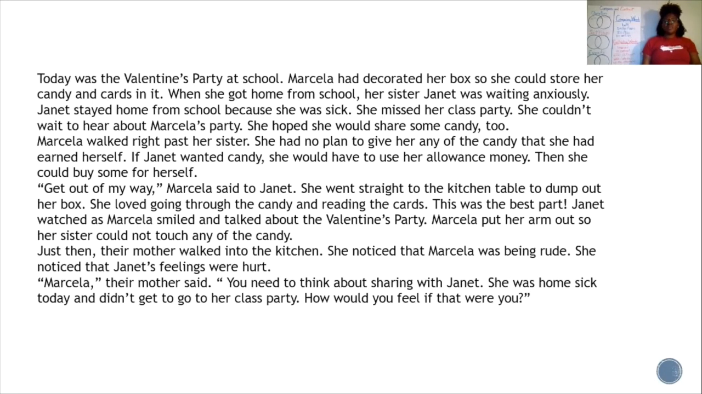Janet watched as Marcella smiled and talked about the Valentine's party. Marcella put her arm out so her sister could not touch any of the candy. Just then, their mother walked into the kitchen. She noticed that Marcella was being rude. She noticed that Janet's feelings were hurt. Marcella, their mother said, you need to think about sharing with Janet.